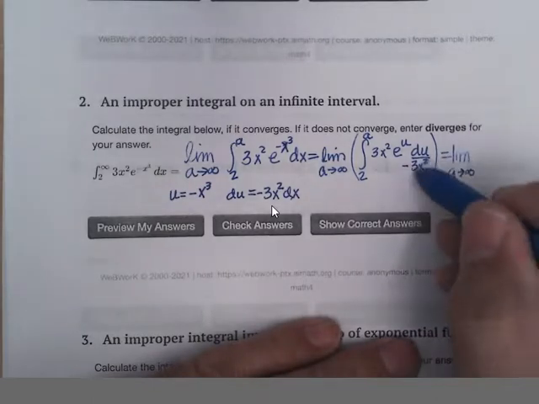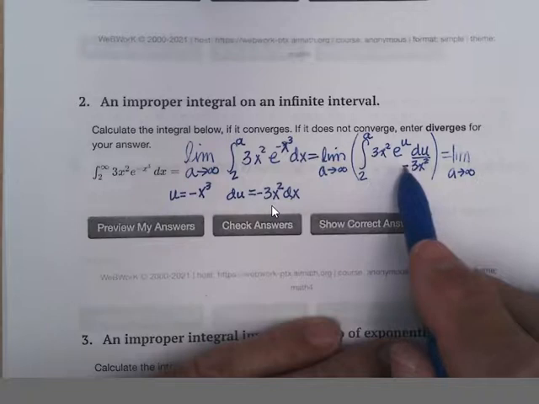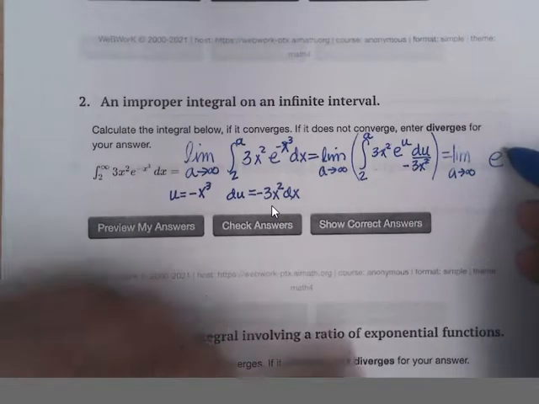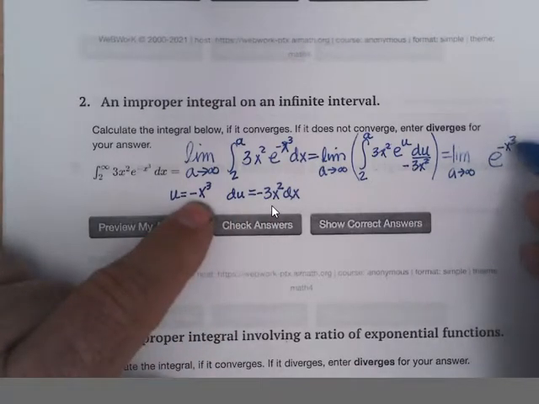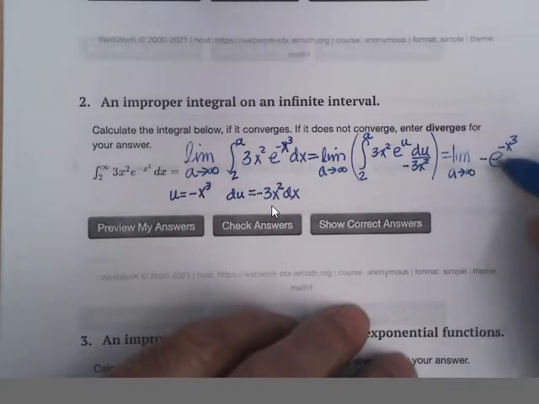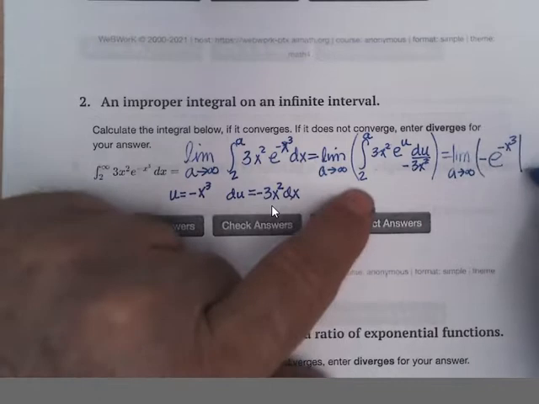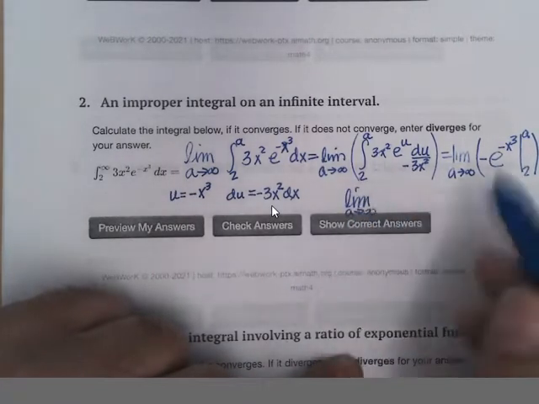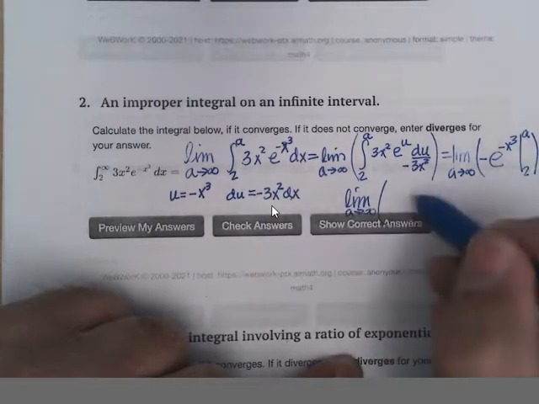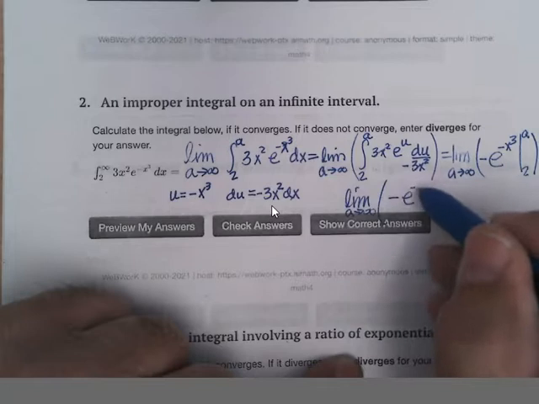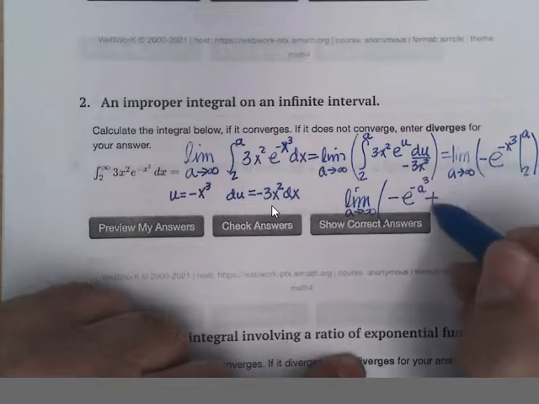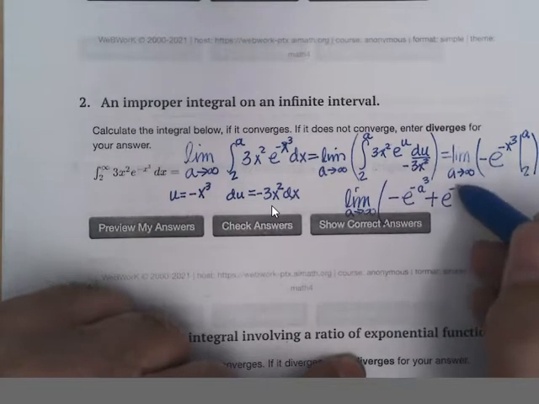So the 3x squareds cancel. I have a minus, but it's e to the u integrated, so it's just going to be e to the u, but u was negative x to the third, and there's a negative, and this has to be evaluated from 2 to a, which would be the limit as a approaches infinity of, I'd put the a in first, so I get negative e to the negative a to the third minus a minus, so it's plus e to the negative 2 to the third.